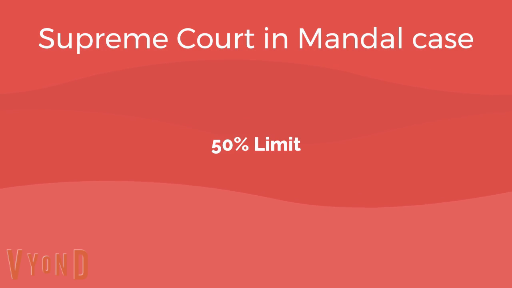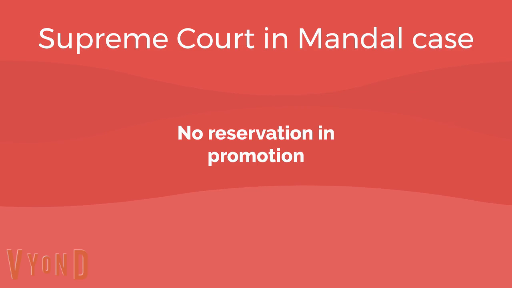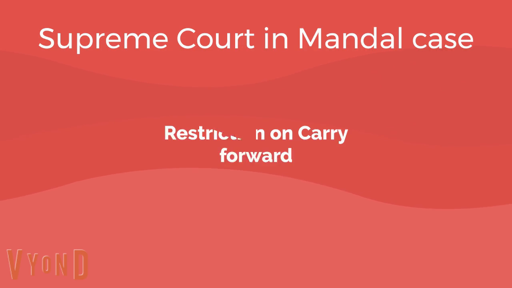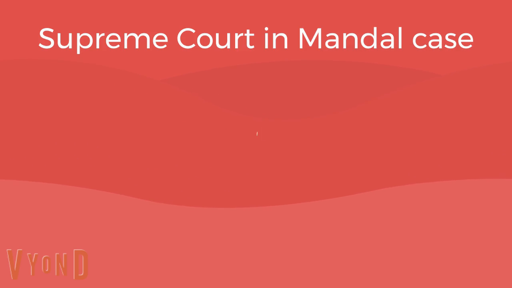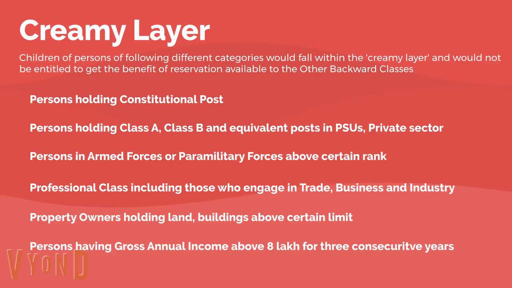Some of the main restrictions were: the 50% limit, the total reserved quota should not exceed 50%; no reservation in promotion is allowed; carry forward is accepted, however, it should not violate the 50% limit; and introduction of the OBC creamy layer concept. The creamy layer concept was introduced to provide benefit only to those who really need it. Its aim was to stop the richer section of the population within the OBC community from taking advantage of this reservation benefit.